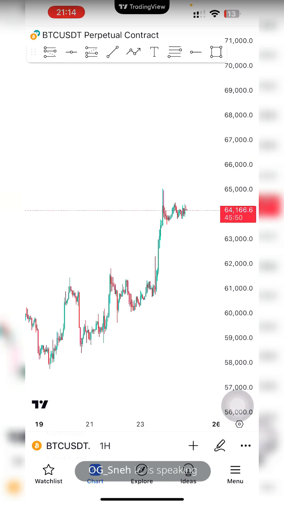Another thing about signal providing is that I will give you a very large stop loss. The stop loss that I give you is not the stop loss that I'm going to use. I'm going to use a tighter and shorter stop loss. Why? Because I understand the principle of risk management already.